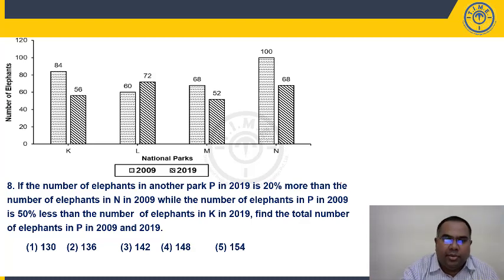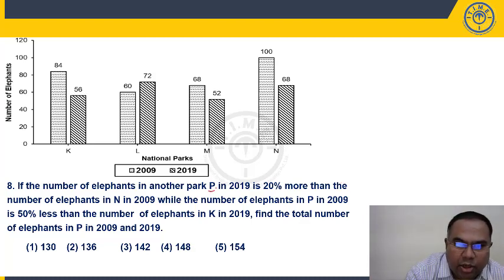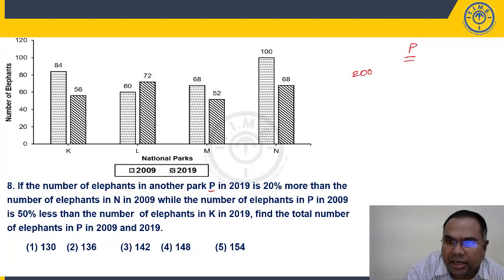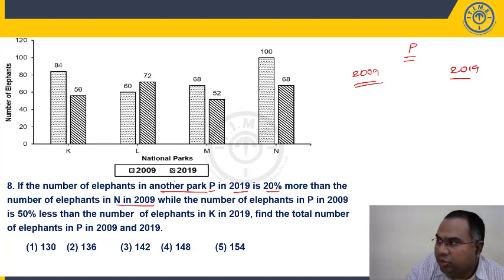Right, he is talking about another national park P, 2 years, 2009 and 2019. We have got information. What is that? The number of elephants in another national park P in 2019 is 20% more than the number of elephants of N in 2009. N in 2009 is 100. So in 2019 P is 20% more than that. So 100, 20% more means clearly it is 120.